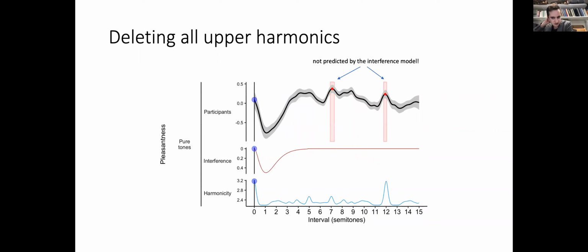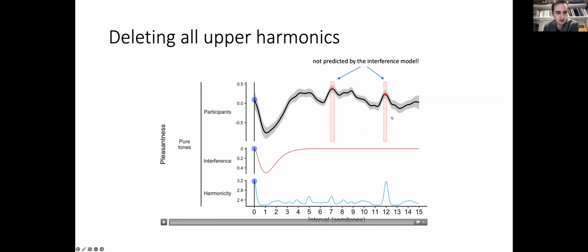Okay, and then lastly, this is what we get if we delete all of the upper harmonics. At this point, many of the peaks have disappeared from the behavioral profile, but we do still see peaks at the 5th, which is this one, and the octave, which is here. And these are very clearly contradicting the predictions of the interference model. So let's have a listen.